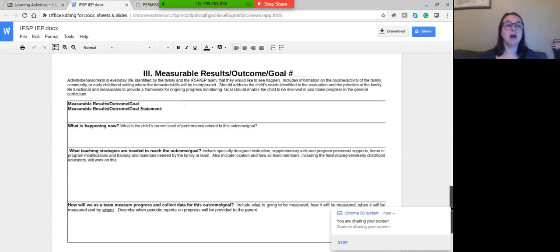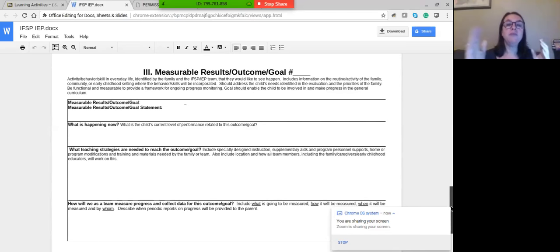Now, we've got the measurable results and the outcome and the goals. So we want to know what the goals are, and that should be listed to 4. What is happening now in terms of the goals? So if you say that the goal would be a child raises his hand, what's happening now? Child shouts out during group time. What teaching strategies are needed to reach the goal? It might be something like partnering with a child who can model proper behavior during group time.